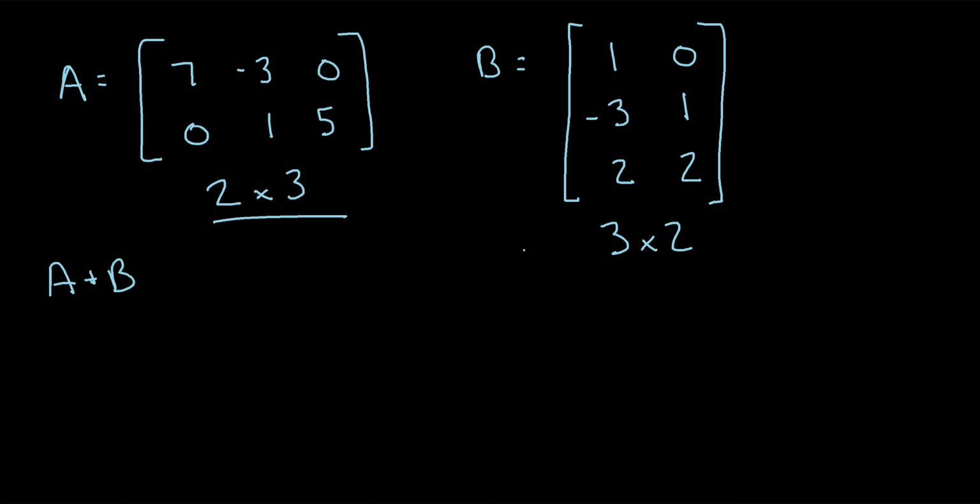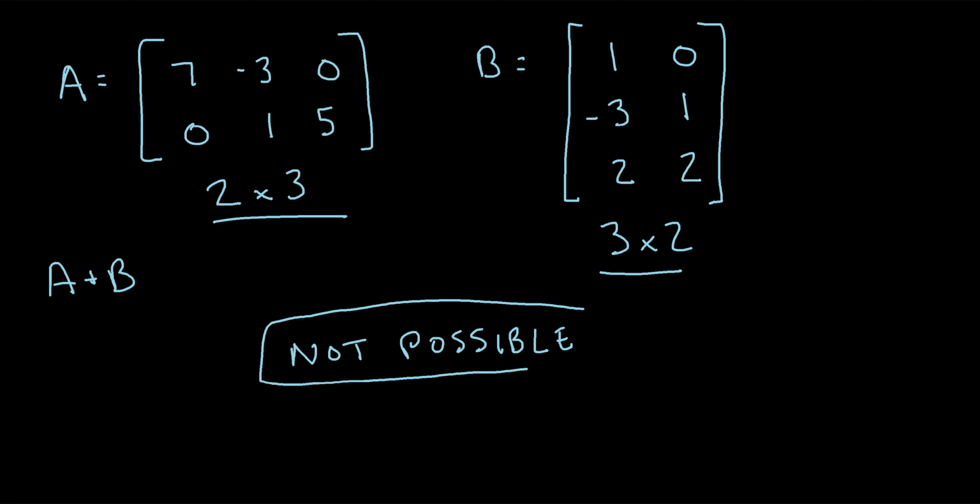Now notice that these dimensions are not equal. So that means we can't actually perform this operation of A plus B. So we'll write not possible. So that's something to keep an eye out for when you're adding or subtracting matrices. You need to make sure that they have the same dimensions before you add or subtract any values.